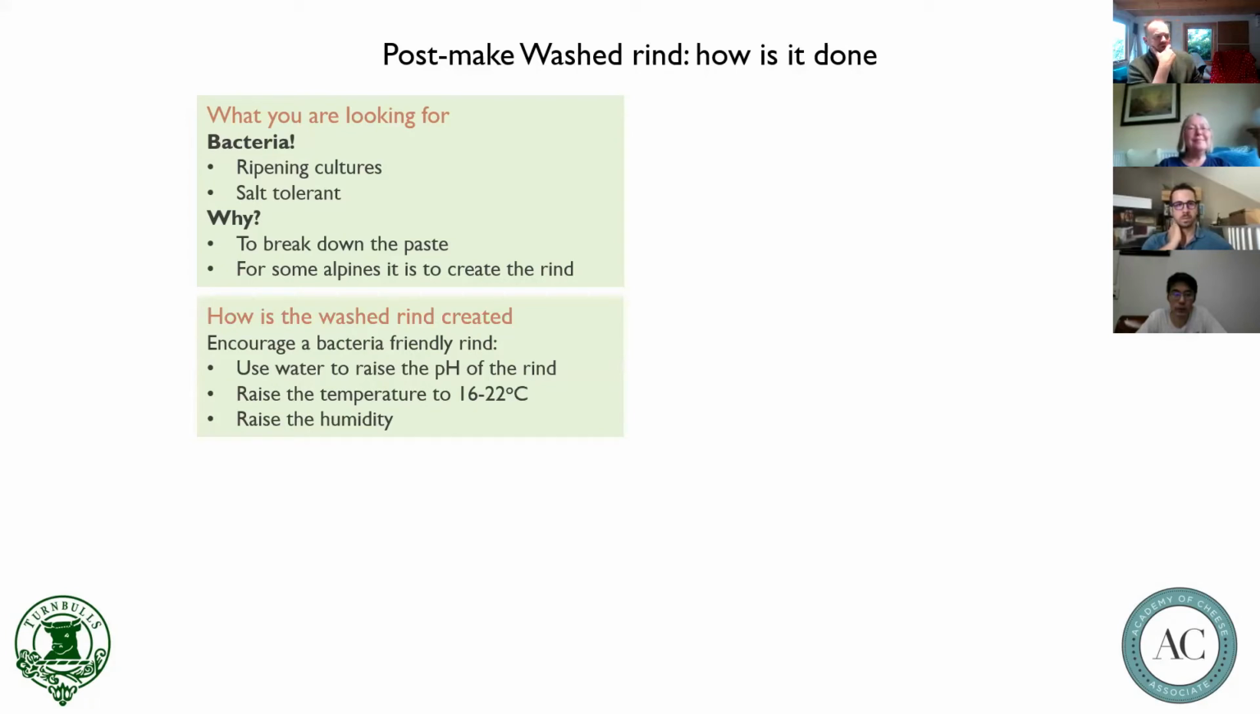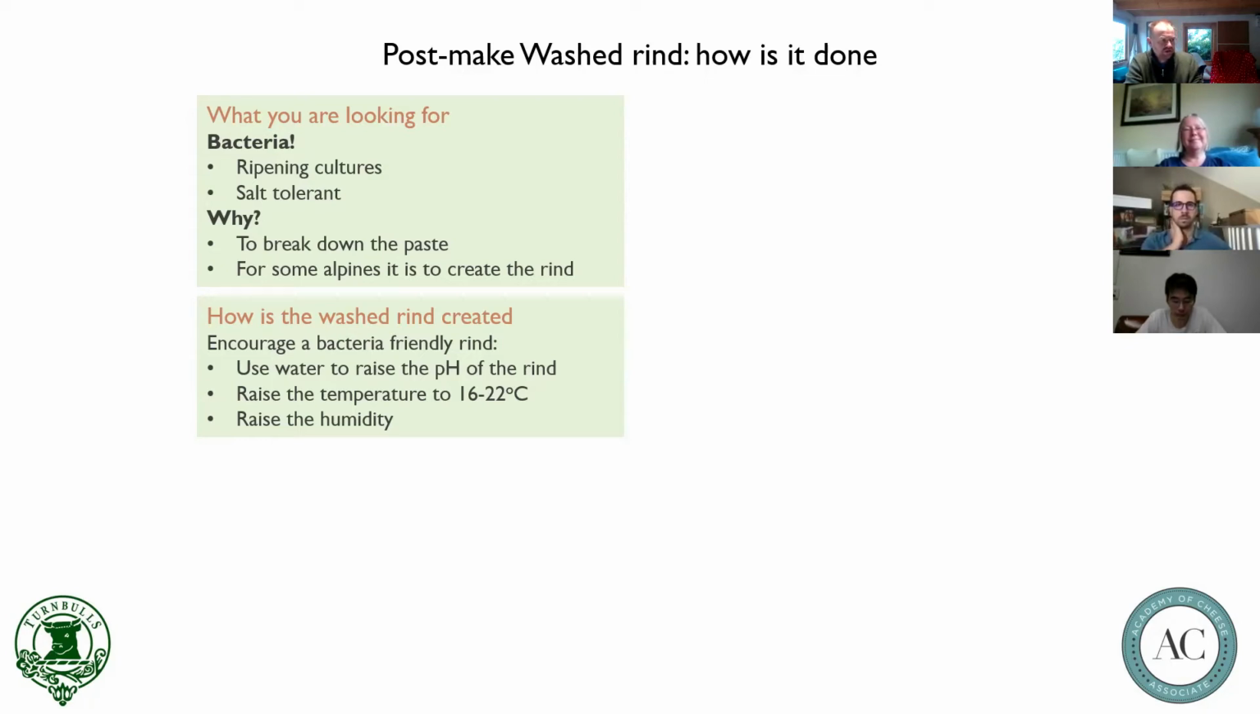Now, the thing about washed rind is to get bacteria going, we've got to create a bacteria-friendly environment. And bacteria likes wetness, it likes high temperature, and it likes a high pH, a low acidity, all of which could cause bacteria of any kind to turn up. So you need to get your bacteria on there pretty damn quick. Otherwise, somebody's going to take them and dominate it. You want to get yours to outcompete everyone else.